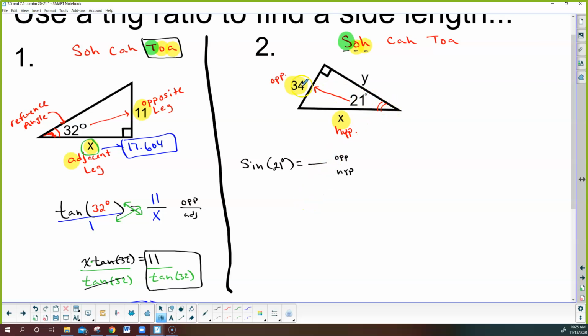All right, well, across from the 21 is 34. That's the opposite. And across from the 90 is x. That's the hypotenuse. Notice it's almost the exact same setup as what we did with tangent. The only difference is it's a different button in my calculator. So now I have a fraction equaling the sine of 21. Let's turn that into a fraction so we can cross multiply.